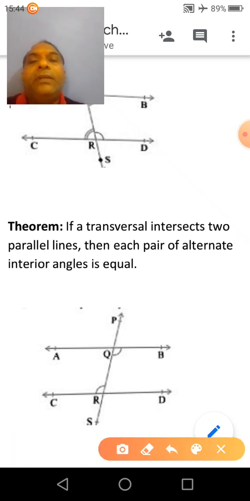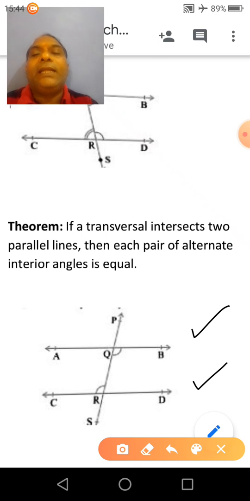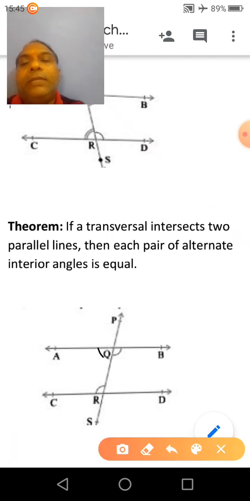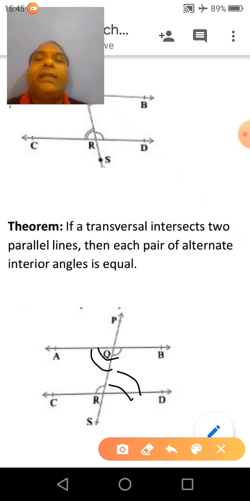if these two lines are parallel, means line AB is parallel to line CD, then their pair of alternate interior angles will be equal, means this angle will be equal to this one, or this angle will be equal to this one. So a pair of alternate interior angles will be equal. Clear?